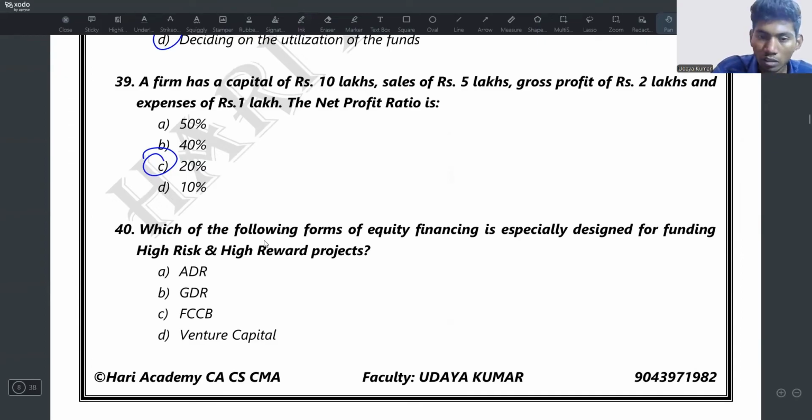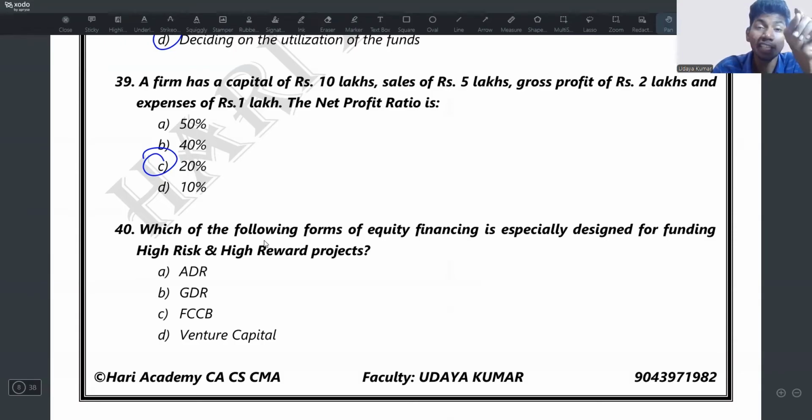If you have gone through the theory parts, it would be quite easy for you to answer. So option D, venture capital, because ADR is nothing but American Depository Receipt. It is a way for US investors to invest in foreign companies, right? ADRs represent shares in foreign companies and are used primarily for attracting foreign investments, not specifically for high risk projects. Whereas option B, GDR, Global Depository Receipt, is also similar to ADRs, used to raise capital in foreign markets, but not specifically targeted at high risk projects.